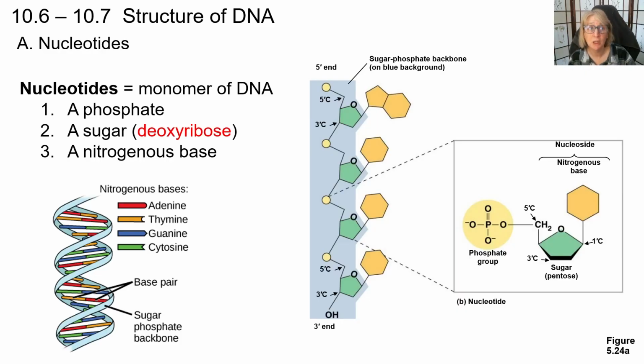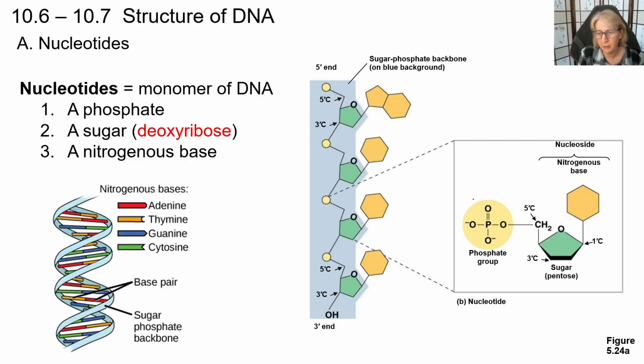I want to talk about the structure of DNA. DNA is made out of nucleotides. Those are the monomers, or the building blocks that build a polymer, a chain of DNA sequences. Nucleotides are made up of 3 building parts. There is a phosphate group, and it's not an atom of phosphorus.